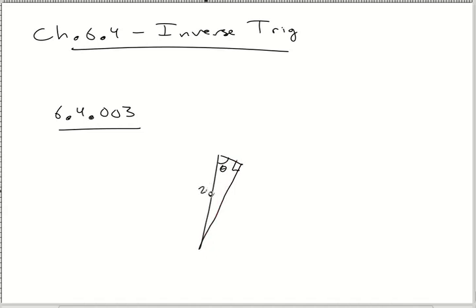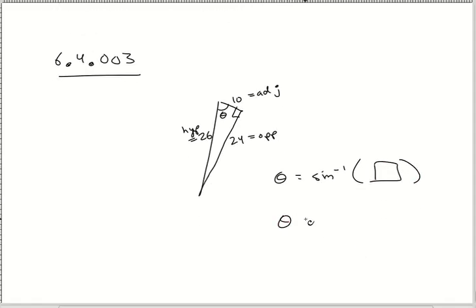This angle here is theta. I have a 26, I have a 10, I got a 24. Notice that this is going to be my opposite. This is the hypotenuse. It's always the biggest. This is my adjacent. Now that I got these three, they're wanting to know theta is equal to the arc sine of, and then you actually have to put something in the box.